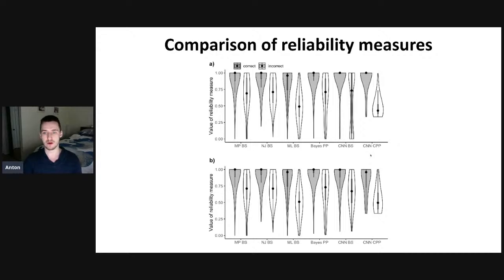We have bootstrap support, and for the CNN we have our own support. Basically, if you correctly classify your tree topology, you're not going to get small posterior probability. If it is incorrectly classified, you're not going to get high support. You don't have positively misleading examples.